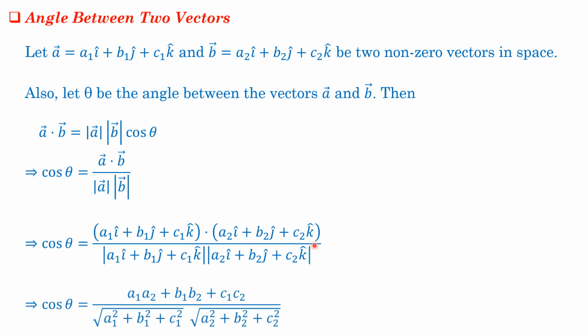So I am writing that one, a1 a2 plus b1 b2 plus c1 c2, divided by the modulus of this vector, which is simply root over a1 square plus b1 square plus c1 square, into the modulus of this vector, which is root over a2 square plus b2 square plus c2 square. From here you can find the angle between the two vectors a bar and b bar. Okay, so let me take the next one.